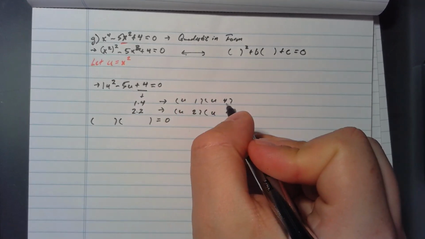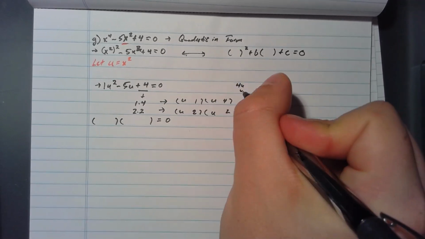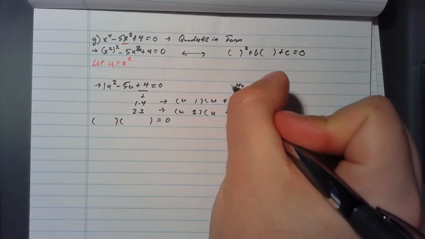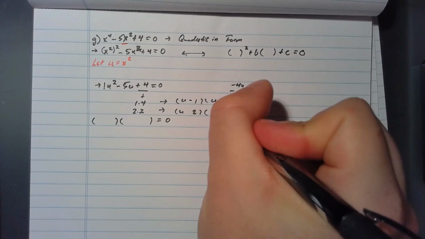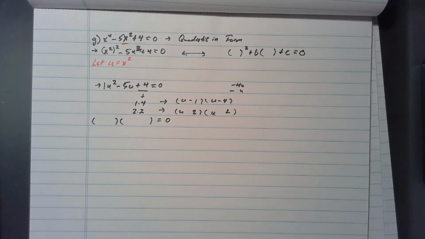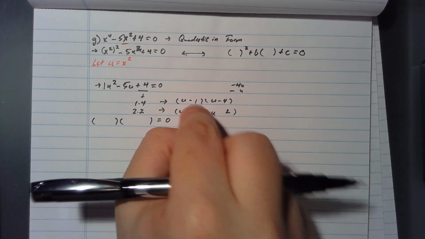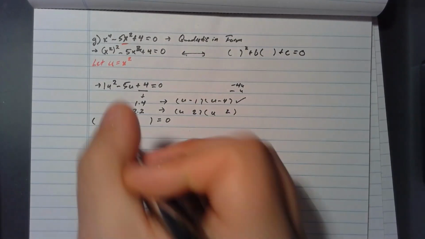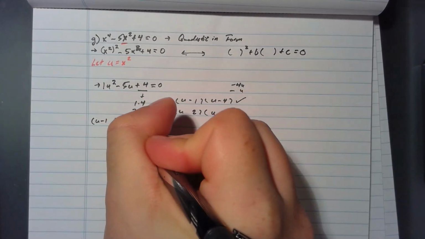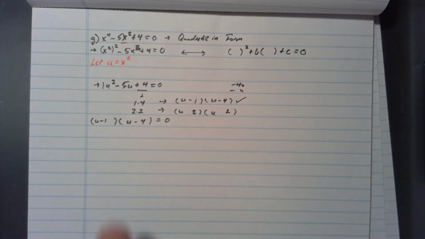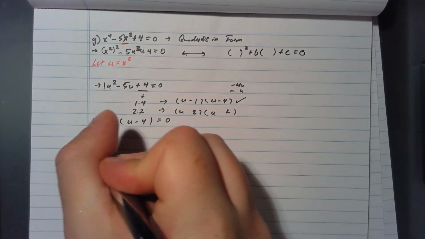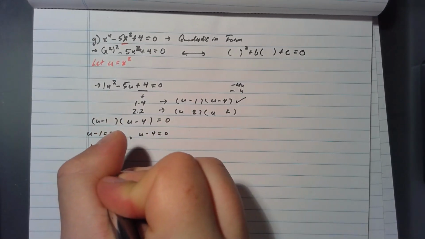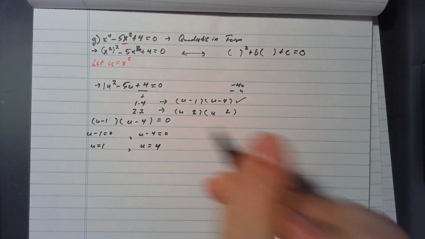So u times 4 is 4u. 1 times u is u. In order for them to be -5u, they would both need to be negative, because -4u plus -u is -5u. Finally, -1 times -4 is +4. So those are my factors. u minus 1, u minus 4. So now I could set each factor equal to 0, which means u equals 1 and u equals 4.